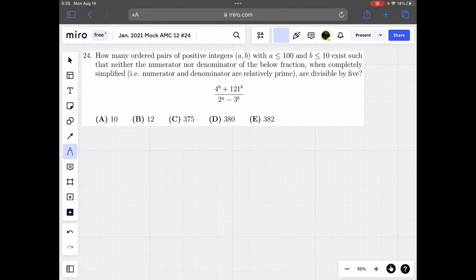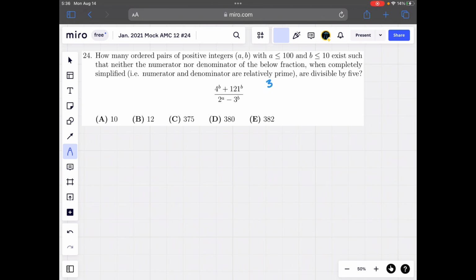If neither the numerator nor denominator of the following fraction are divisible by 5, then either both 4 to the b plus 121 to the b and 2 to the a minus 3 to the b are themselves not divisible by 5, or they both contain the same number of factors of 5. So when you drain the factors of 5 out, you get both the numerator and denominator not divisible by 5.